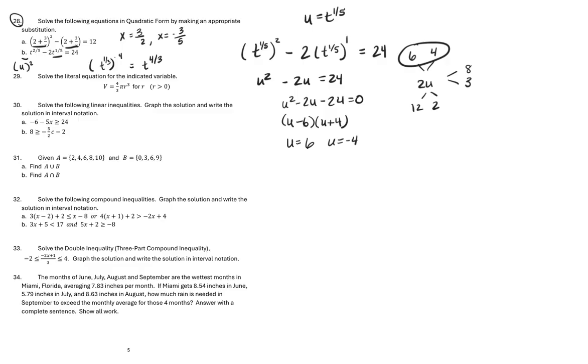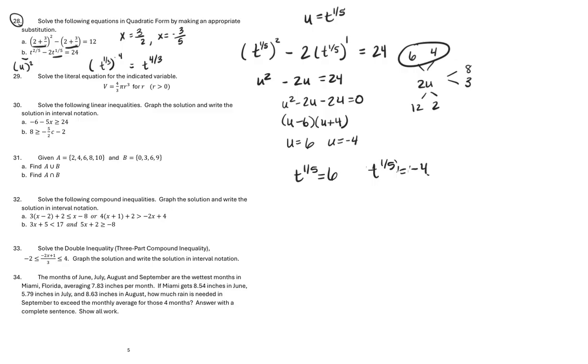And so now, like the previous one when we had part A, I want you to set what you had as your u. So our u was up here, t to the 1/5. And so then I'll have t to the 1/5 equals 6. And then I'll also have t to the 1/5 equals -4.